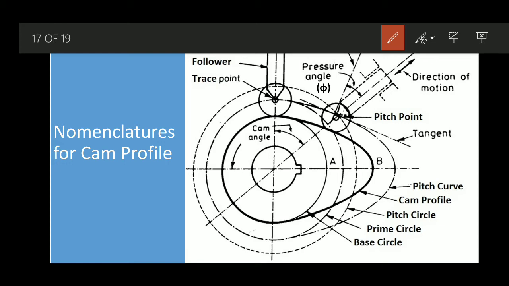Next we will discuss the pitch circle. It is the circle having its center at the center of the cam, and radius equal to the distance between the center of the cam and the pitch point. If you draw a circle up to this pitch point, considering the center of the cam as the center of this circle, then this circle becomes the pitch circle.